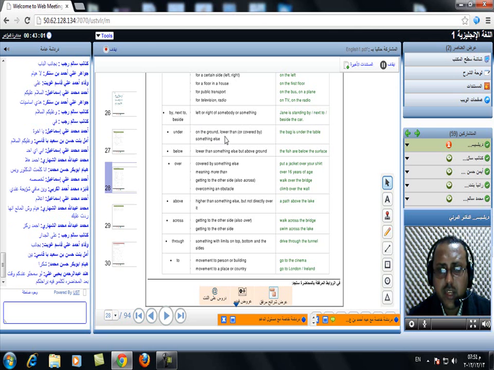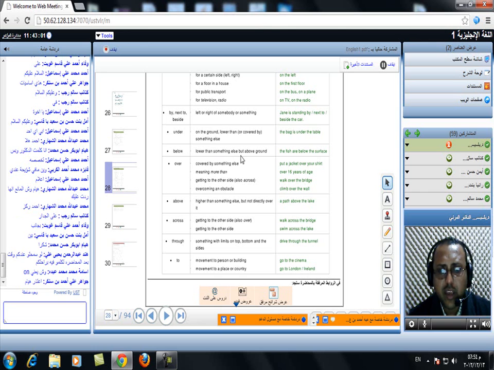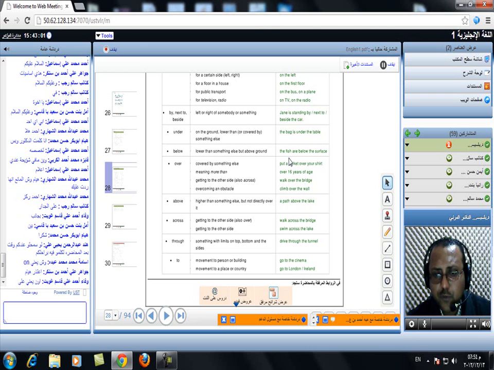Okay, on the ground, lower than, under. Under means on the ground, lower than something else. The bag is under the table. Below, lower than something else but above ground. For example, the fish are below the surface.